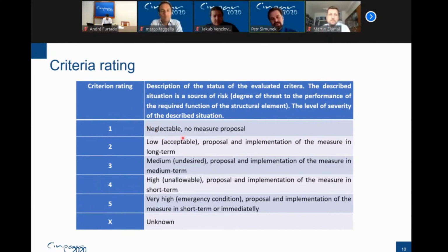So the first rating means no measure proposals are necessary. It's negligible; the condition of the structure is very good. On the other hand, when we evaluate the criteria with 5, the structure is in emergency condition, very poor. Of course, quite often we have no information about the requested part, so we also have to consider that the information about the structure is missing.